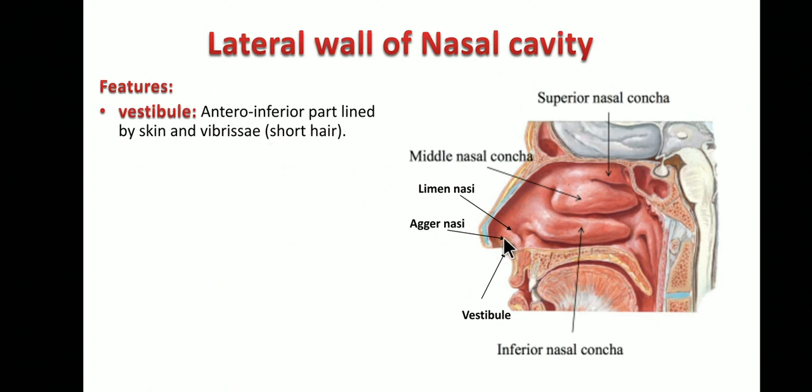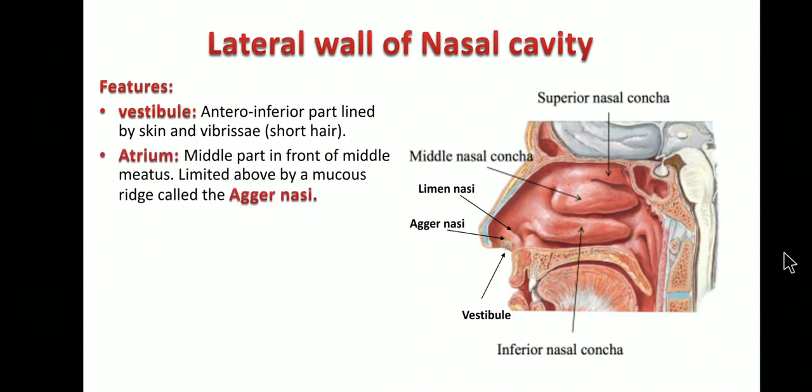So these vibrissae, what is the difference between vibrissae and the other hair distribution in our bodies? They are short hairs, one thing, very short, and they are very tough hairs. Okay, so they are somewhat tough, not very soft. And then next you see this area in front of the inferior nasal concha or meatus. Below the concha you have a space called the meatus, the atrium of the lateral wall. Okay, so in front of the middle meatus you see the atrium of the lateral wall.